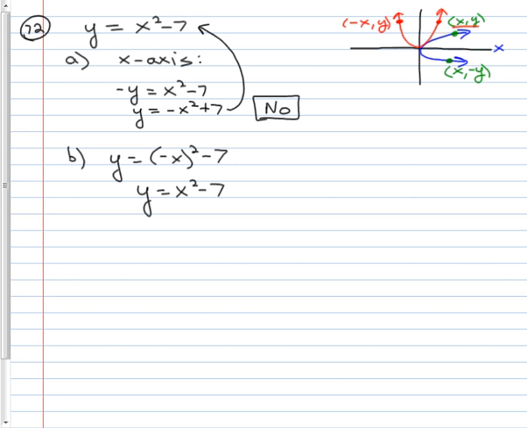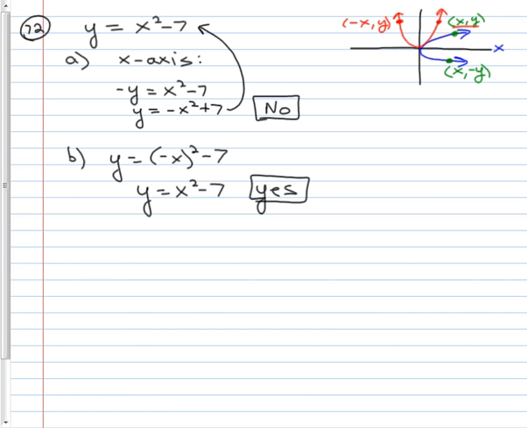Yes. This is symmetrical. In fact, if you thought of the graph of x squared minus 7, what is that graph? That's a parabola that's just been slid down 7. It's exactly like that red picture I have up there, except it's been slid down 7. It's symmetrical with the y-axis.